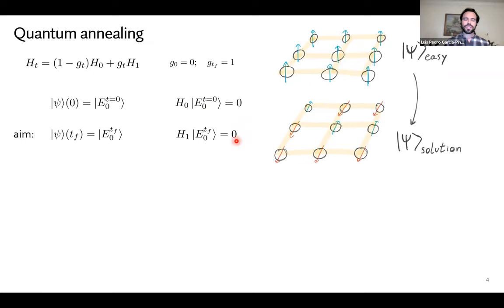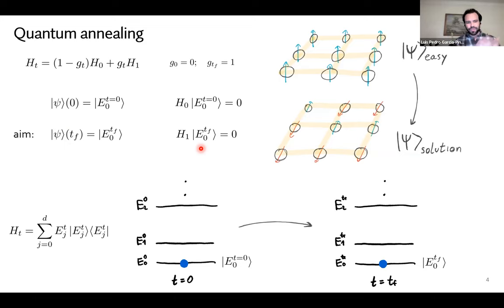And then the aim is to drive the system to the ground state of a Hamiltonian H1 in some final time TF. We're going to consider the simplest kind of setting, where we have only these two Hamiltonians and a single schedule, this function G, that goes from zero at time zero to a value one at the final time. The aim is to have a system that ends up as close as possible to this ground state of H1. So in terms of the spectrum of the Hamiltonian, the hope is to start from the minimum energy eigenstate of the Hamiltonian H at time zero, and end up in the minimum energy state of this final Hamiltonian.